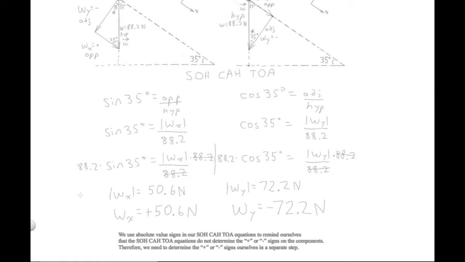In this step, I use absolute values to show that I haven't worked out the plus or minus signs yet. These are just the magnitudes of the components. Then in this line, I write the W sub x and W sub y without the absolute values to show that now we're writing the complete components, including the plus or minus signs. Make a strong effort to always use the exact right symbol, including one symbol for magnitudes and a separate symbol for the complete components.